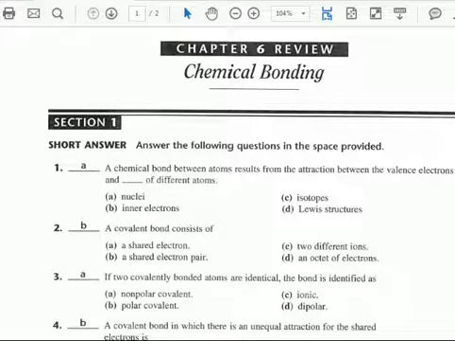And so when we're talking about shared electrons, we have 2 options here. We have A and B. This might seem like a cheapie, but it's actually kind of important. A says a shared electron. A shared electron. That is incorrect. It takes 2 to tango. You have to have at least 2 electrons.